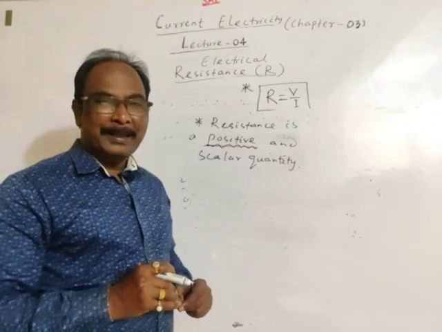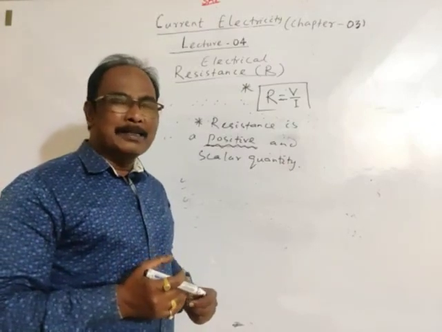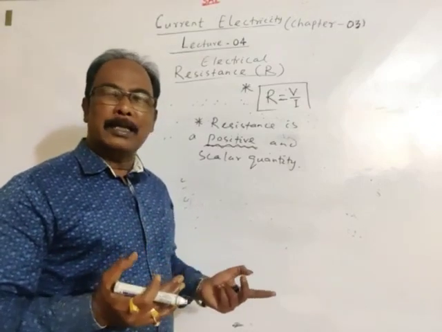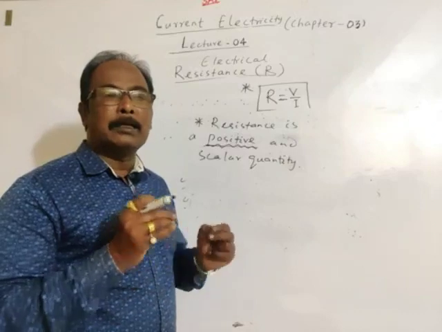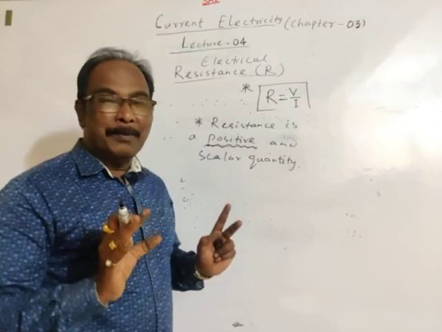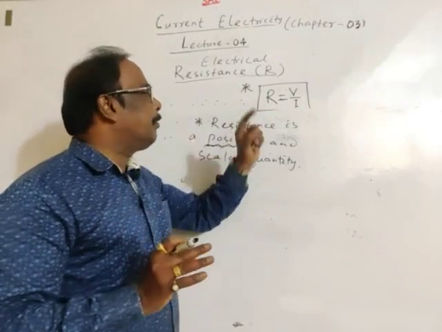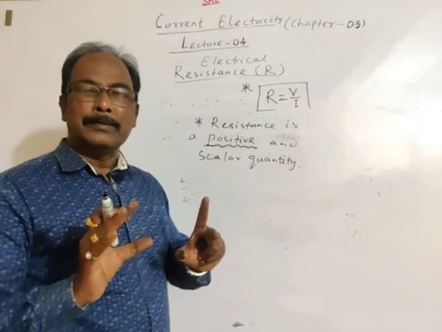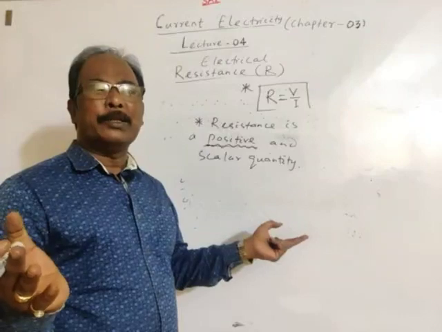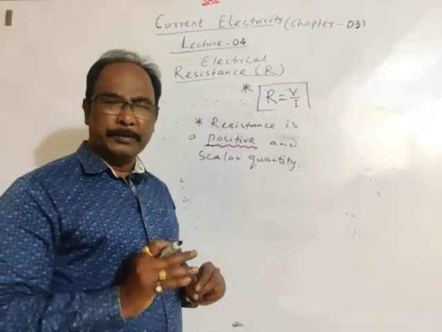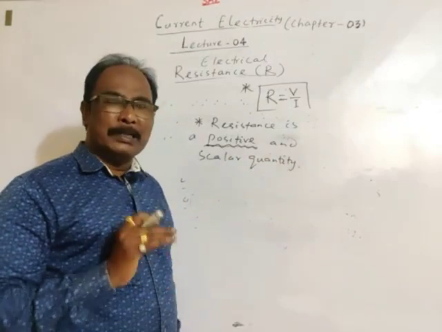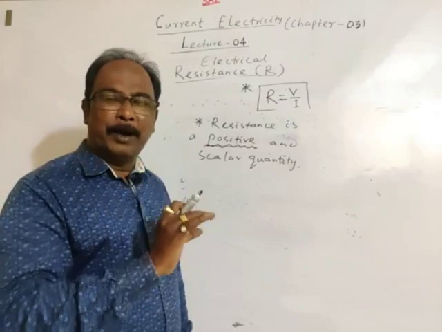Of course, in electronic devices, in a vacuum diode or semiconductor diode, the resistance offered by the diode is called dynamic resistance. I am not discussing dynamic resistance; I am discussing the resistance of a conductor. Resistance of a conductor, or usually of a substance, is always positive. Resistance is a positive and scalar quantity, very important to remember.